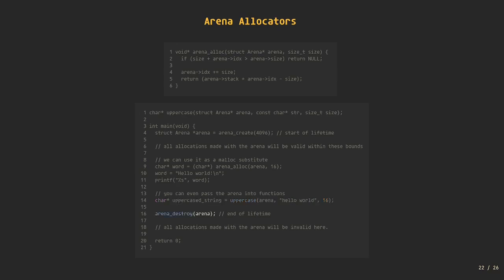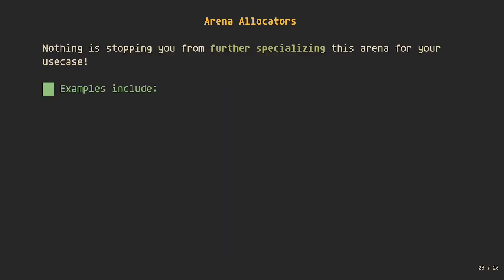And after we do all of our things with our arena, we can just destroy it. It would free the stack and everything that was allocated on it, and then it would also free the arena itself. So all of the allocations made with the arena will be invalid right after we destroy the arena. And nothing is stopping you from further specializing this arena for your own use case. So you could allow popping the topmost allocation. This would be just in parallel to the stack frame analogy earlier.